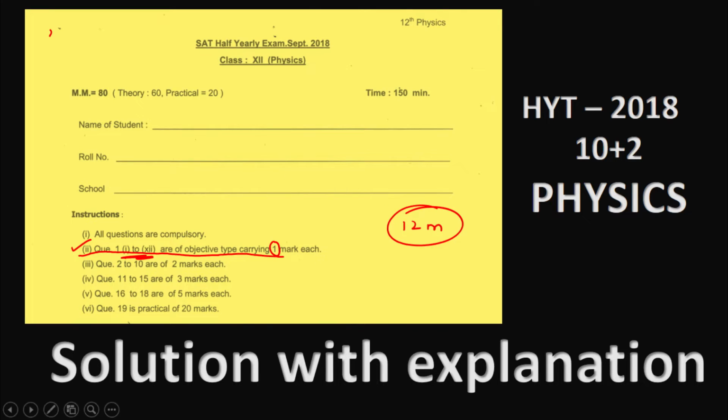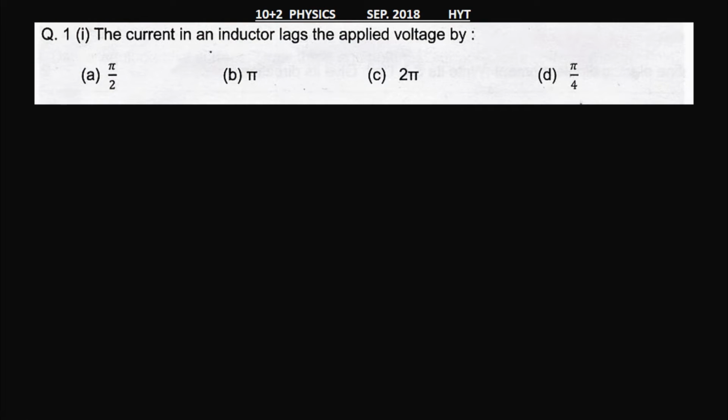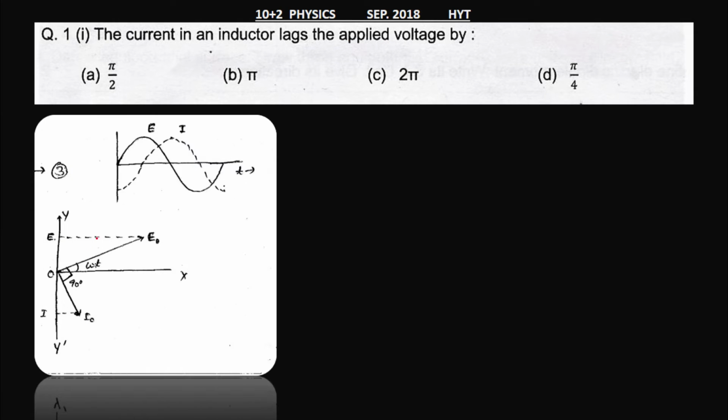So let's start. This is the first question. It says that the current in an inductor lags the applied voltage by... You can see here is the phase diagram for an inductor. In this case this is the voltage and this is the current, and there is a phase difference of 90. So current lags behind the voltage by a phase difference of 90, or we can say pi by 2. So A is the right option for the first question.